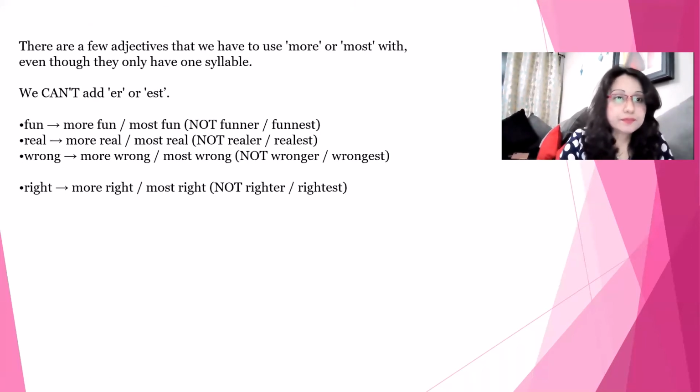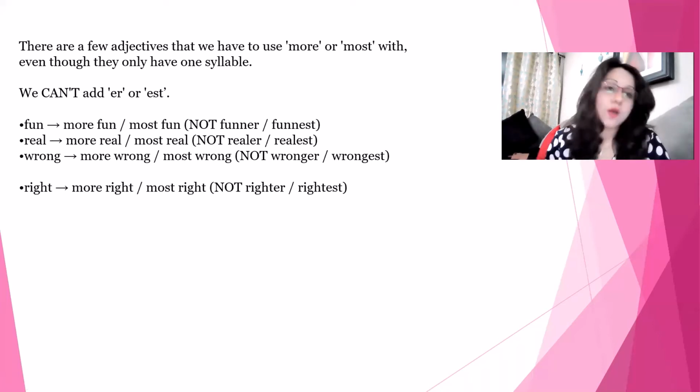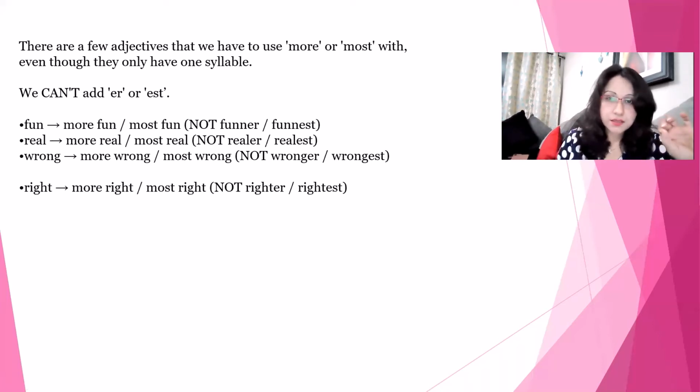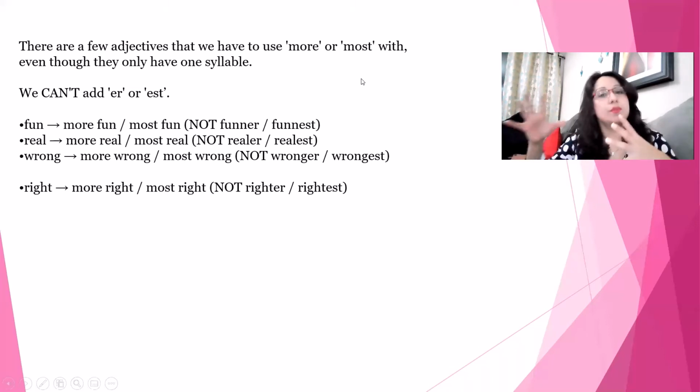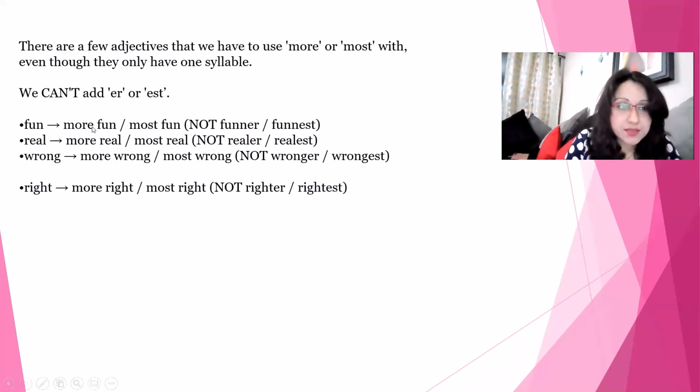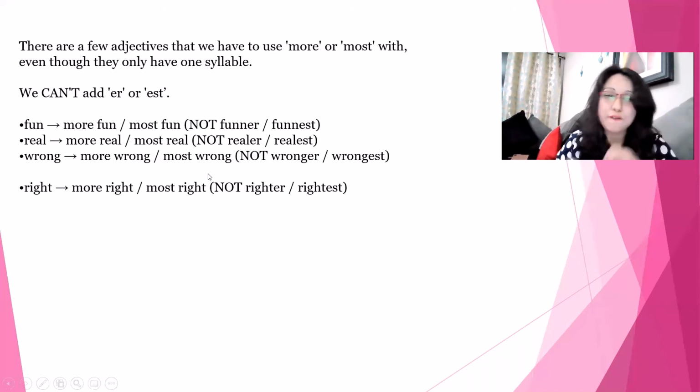All right. So there are a few adjectives that we have to use more or most with, even though they only have one syllable. All right. So sometimes there are certain adjectives which are one syllable, but we can't add ER. We add more to make them comparative, and we add most to make them superlative. Like this one over here, fun. We say more fun and most fun, and not funner and funnest. There's no such thing, all right? And you just need to remember that.